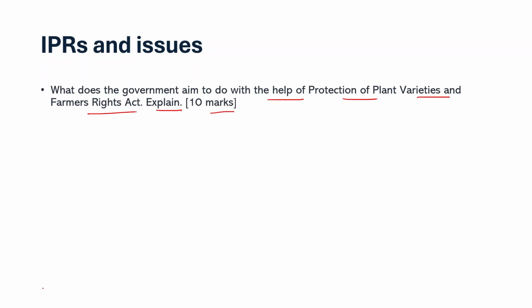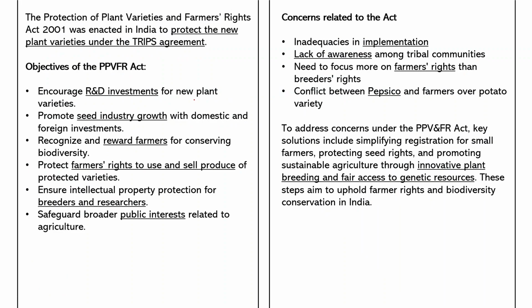Explain. Okay, so again here, first you explain what the act is about. It is the act to protect new plant varieties under the TRIPS agreement. Then you write about the objectives of the act: to encourage investments, promote the seed industry, reward farmers, protect farmers' rights, protect breeders and researchers, intellectual properties, and the broader public interests.